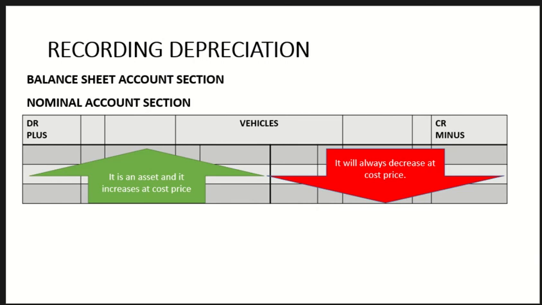As I've said, guys, this account will always increase at cost price. It will always decrease at cost price. Okay. May I continue?